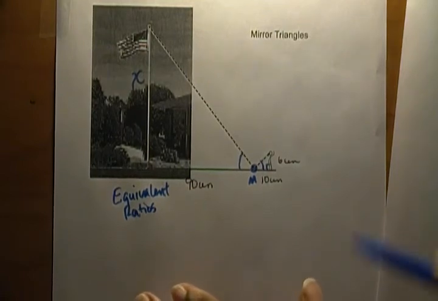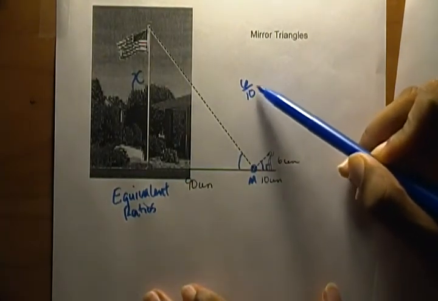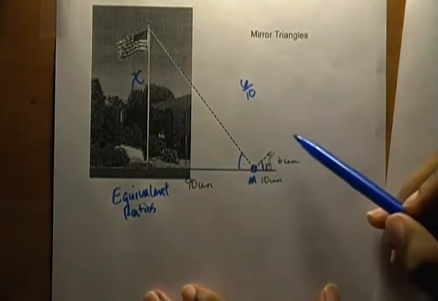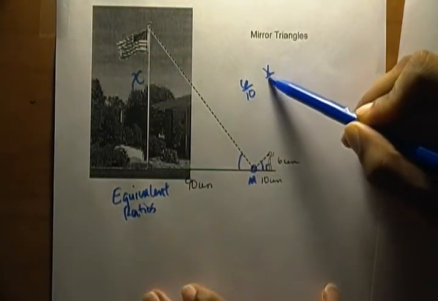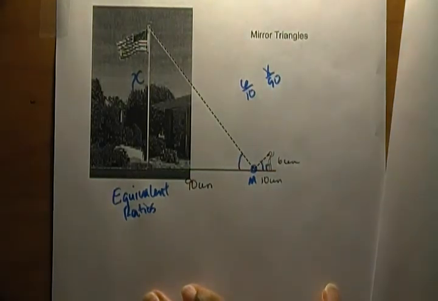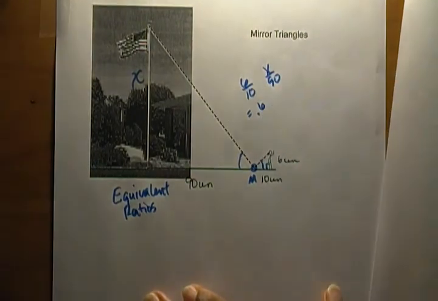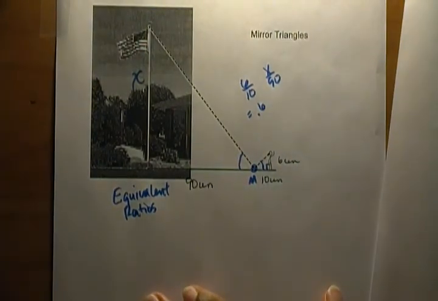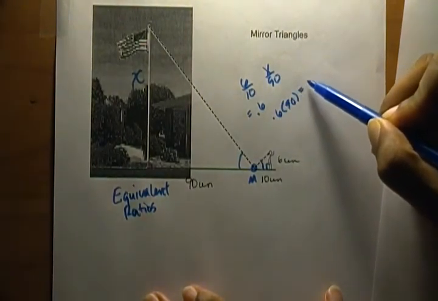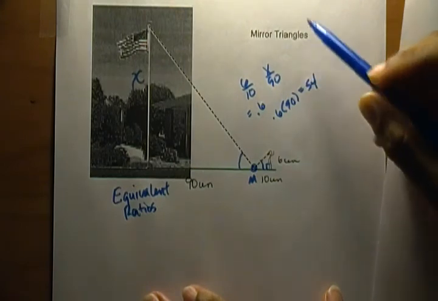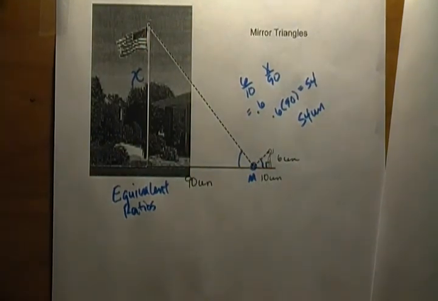So with the mirror triangles, let's see. The equivalent ratio we have is 6/10. We need 6/10 to correspond to the flagpole triangle, which would be x/90. Using equivalent ratios, we know that 6/10 is the same thing as 0.6. And so like we did in class, 0.6 times 90 happens to be 54. So that means the flagpole is 54 units tall.